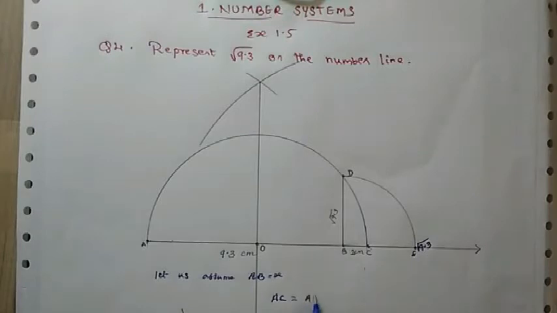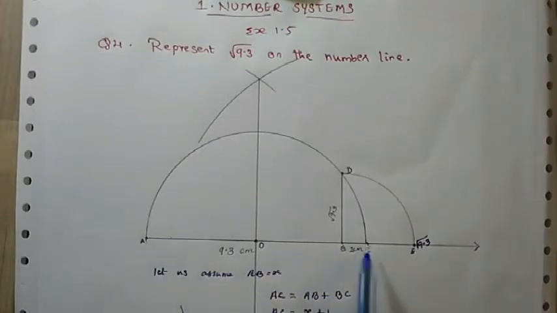AB plus BC. AB is what? We have taken it as X. So, let AB be X. And BC is 1 centimeter, or you can take it as 1 unit. So AC is X plus 1. Now AC is X plus 1. That means AOC will be how much?